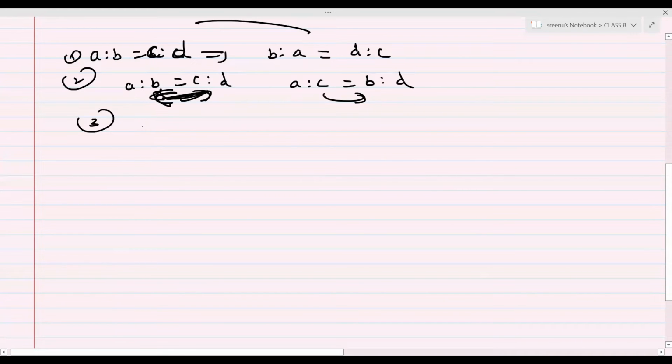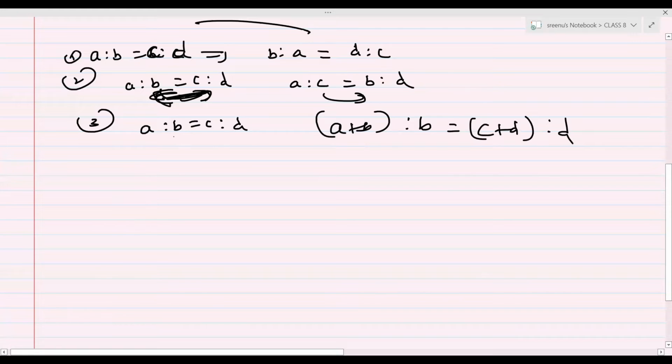Next, componendo. Componendo means we can add something. A is to B is equal to C is to D. Then A plus B is to B is equal to C plus D is to D. Here B is added to the first term and here D is added to the first term.